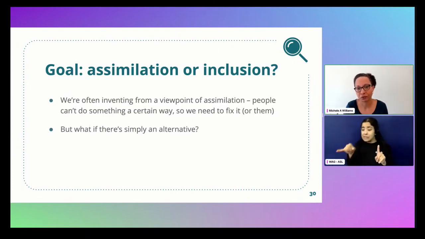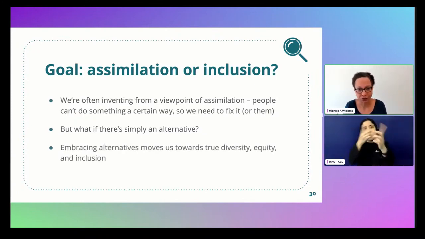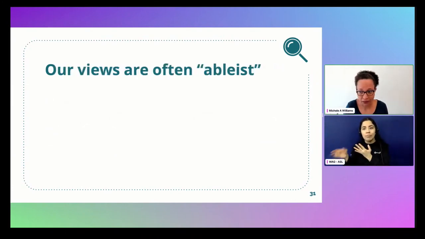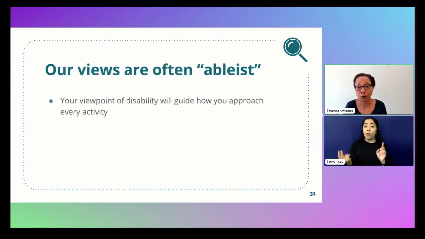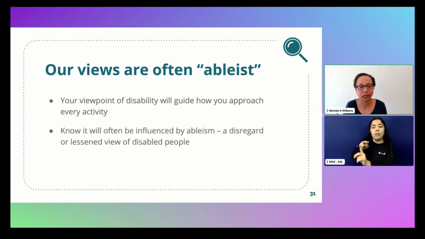But what if there's just simply an alternative way to do something? Is there room in our research? Is there room in our findings and in our products to account for that? So really embracing alternatives moves us toward true diversity, equity, and inclusion. I just don't think we often are embracing those alternatives. In fact, our views are often what's known as ableist. So your viewpoint of disability will guide how you approach every activity. And oftentimes it will be influenced by something known as ableism. That is, at a basic level, a disregard or a lessened view of disabled people.